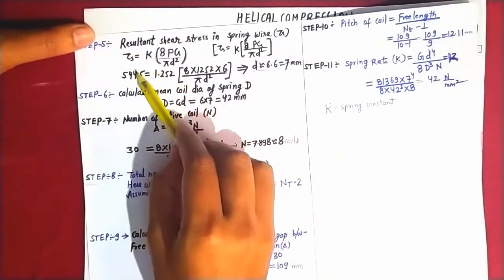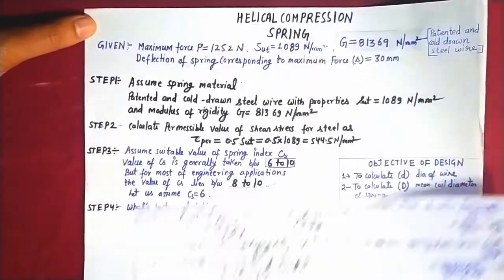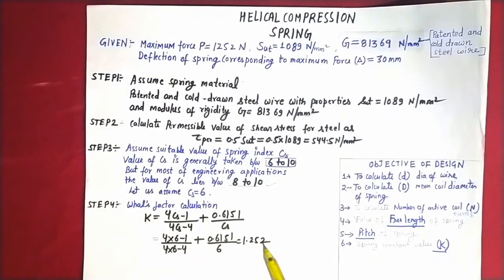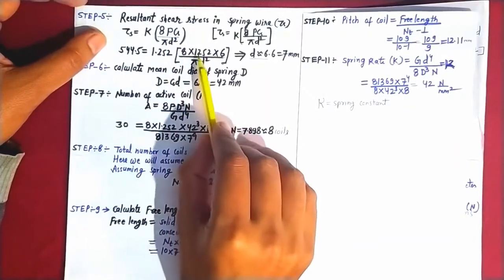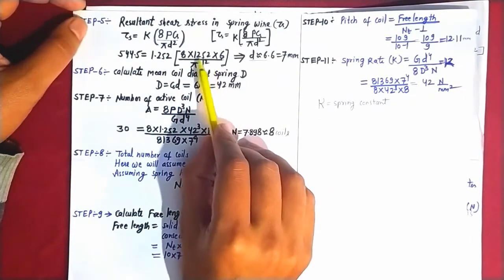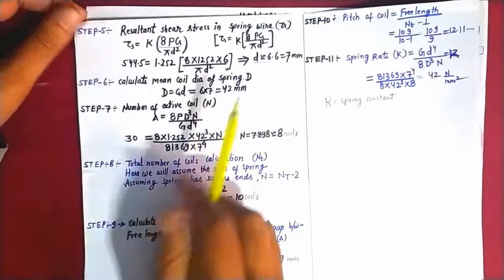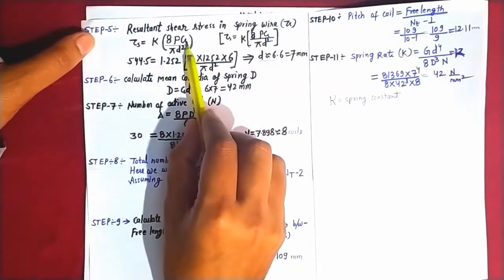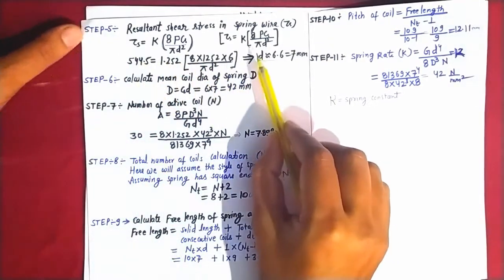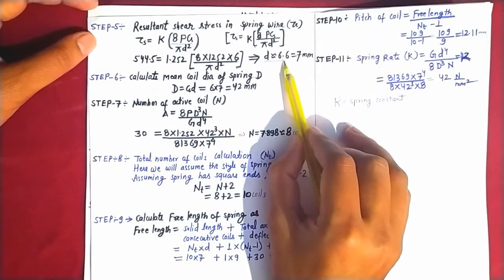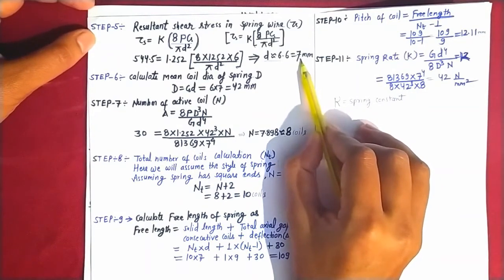So we will put the value of tau s as 544.5 Newton per mm square here, and the value of K we have already calculated in step number 4. The value of K is 1.252. So we will put the value of K as 1.252 here, and P is already given in the question as 1252 Newton, that is, the maximum force is given as 1252 Newton here, and Cs is 6, assumed in step number 3 of the problem. When we solve this equation, we find the value of the diameter as 6.6, nearly equal to 7 mm. So we will take the value of diameter of the spring wire as 7 mm.